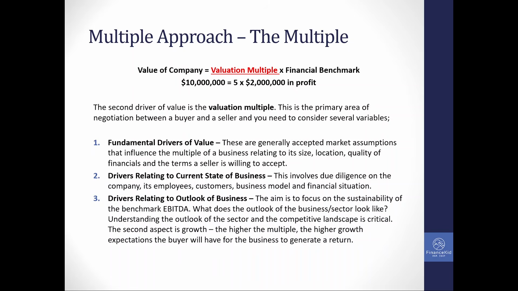And so the way I look at pricing multiples is there's three buckets. The first is the fundamental drivers. This more relates to the sector, where the business is located, the size of the business, not the internal company specifics. That's number two. So drivers relating to the current state of the business. It could be value drivers, it could be value limiters. We'll get into those. But really the specifics of the business, how does that influence the actual value of that business? And then the last one is drivers or limiters relating to the outlook of the business.